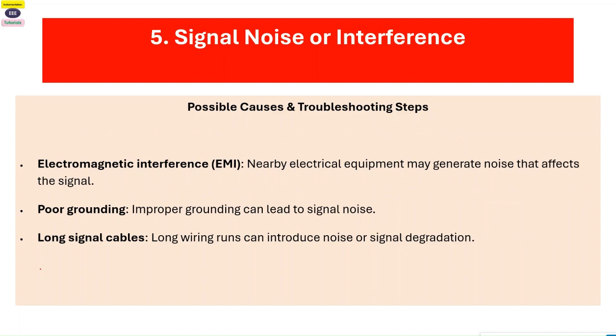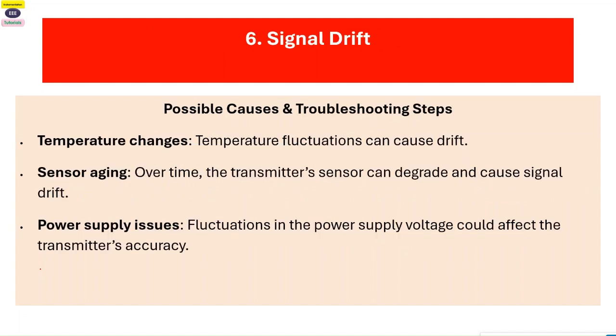Fifth one is signal noise or interference. First, we have talked about it 2 or 3 times: you have to check that electrical equipment power cables should not be laid very near to your instrument signal. Okay. Second one is poor grounding. So you have to also check grounding, which can lead to signal noise. Okay. And third one is long signal cable, because long wiring runs can introduce noise or signal degradation. It can also be a possible cause.